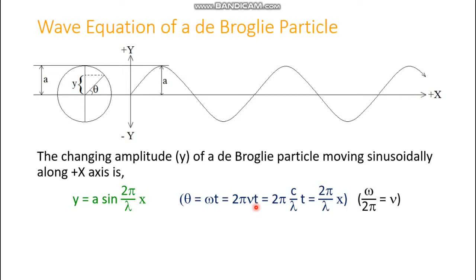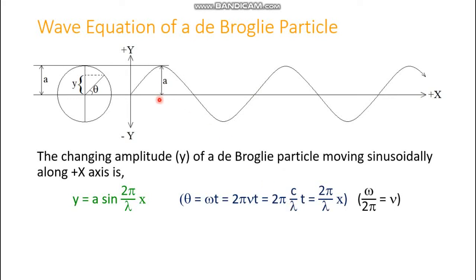Now we know that the velocity c is actually the product of frequency ν and wavelength λ. From this point to this point, the distance between these 2 points is λ. So if λ is multiplied with frequency ν, then the velocity c is obtained. Therefore ν is actually c by λ. That is why here in place of ν we have written c by λ.